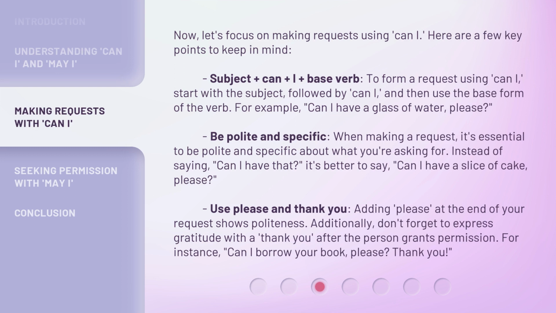Be polite and specific. When making a request, it's essential to be polite and specific about what you're asking for. Instead of saying, can I have that, it's better to say, can I have a slice of cake, please?